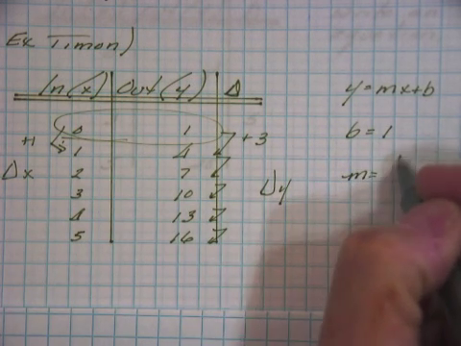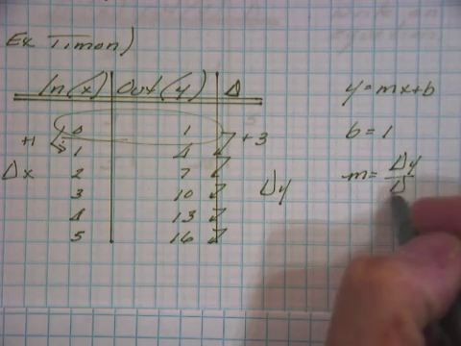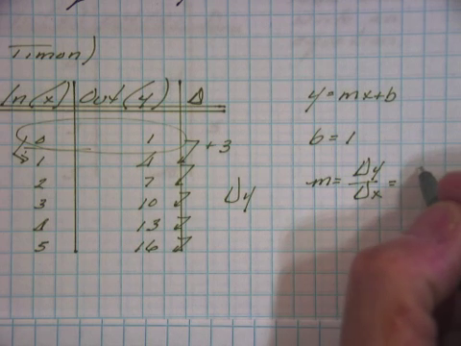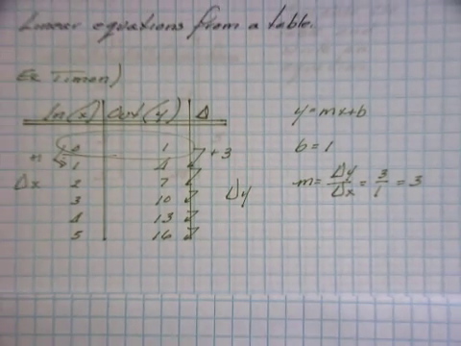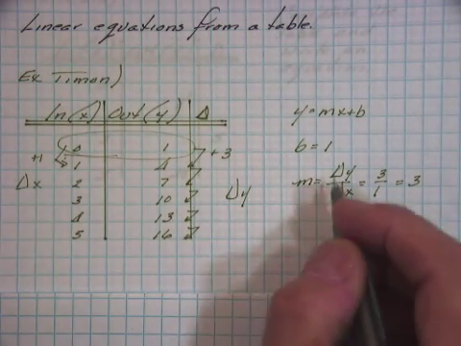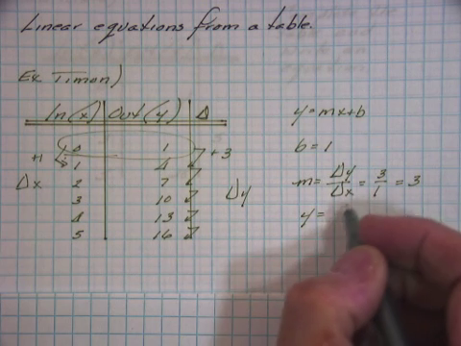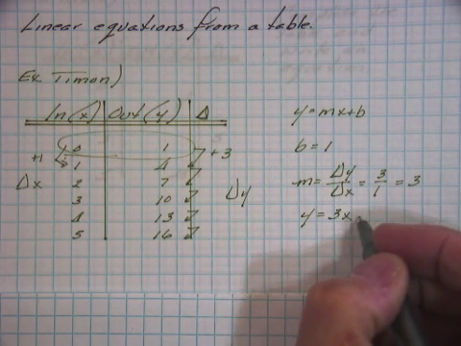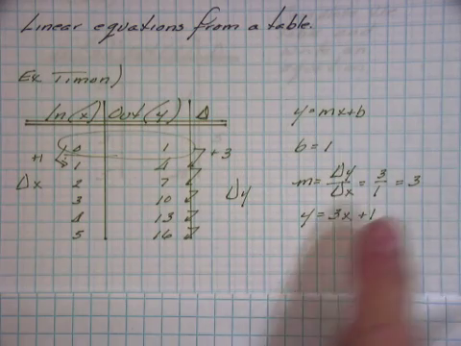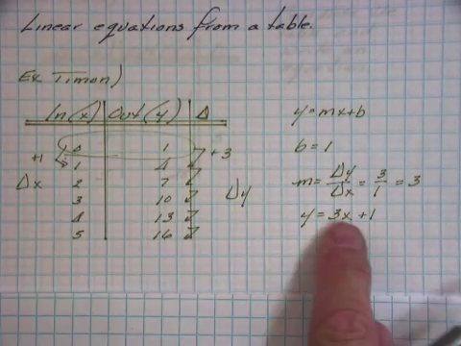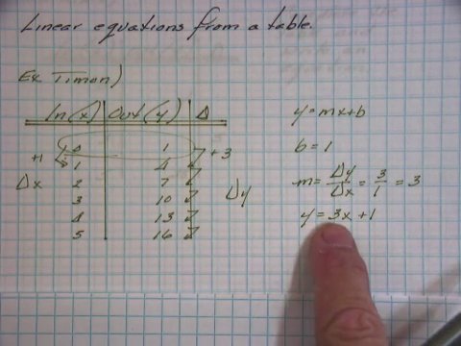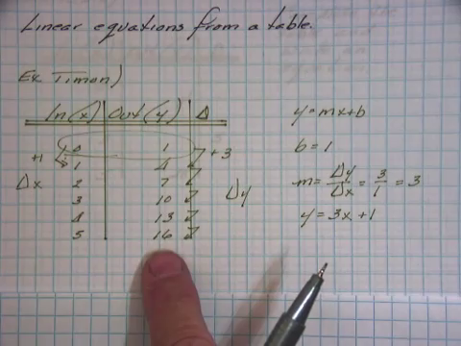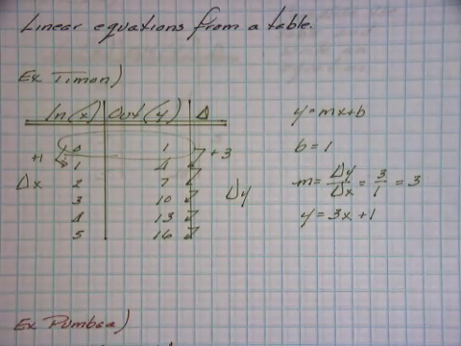So our slope, which is delta y, change in y, over delta x, change in x, is equal to 3 over 1. So the slope of the line, should we graph it, is 3. Now we can put that into y equals m, which is 3, x plus 1. y equals 3x plus 1. If you take any of these x values and plug it in, you'll get the y values. So if I took 5, 3 times 5 is 15 plus 1 is 16. And I get that column.